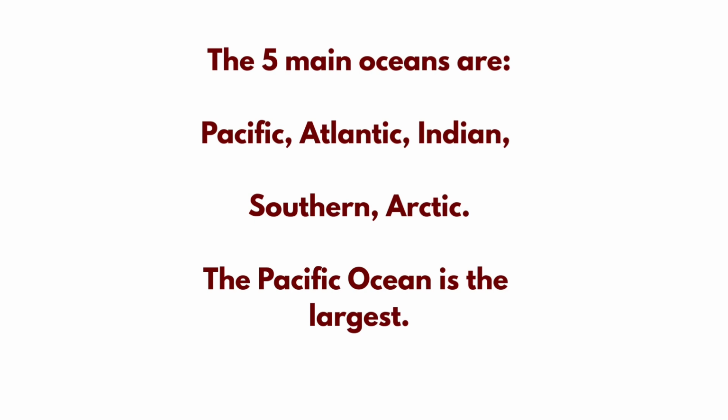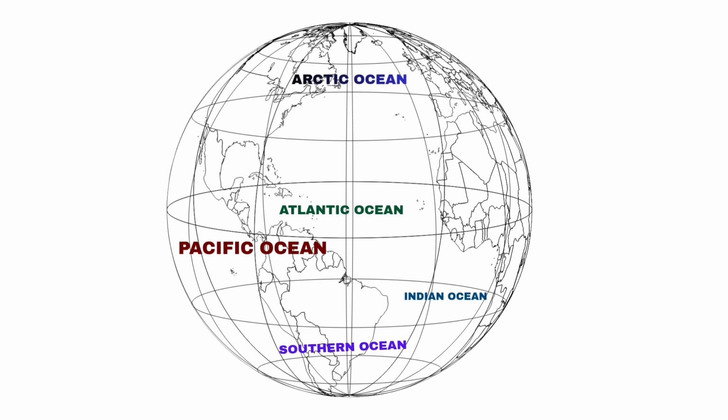Okay. Let's see the placement on this globe, how they are all placed. Arctic Ocean is on the top. In the center there is the Atlantic Ocean, and because the Pacific Ocean is the biggest ocean, it is placed more to the left side, near America. The Indian Ocean is below, and the Southern Ocean is near Antarctica.